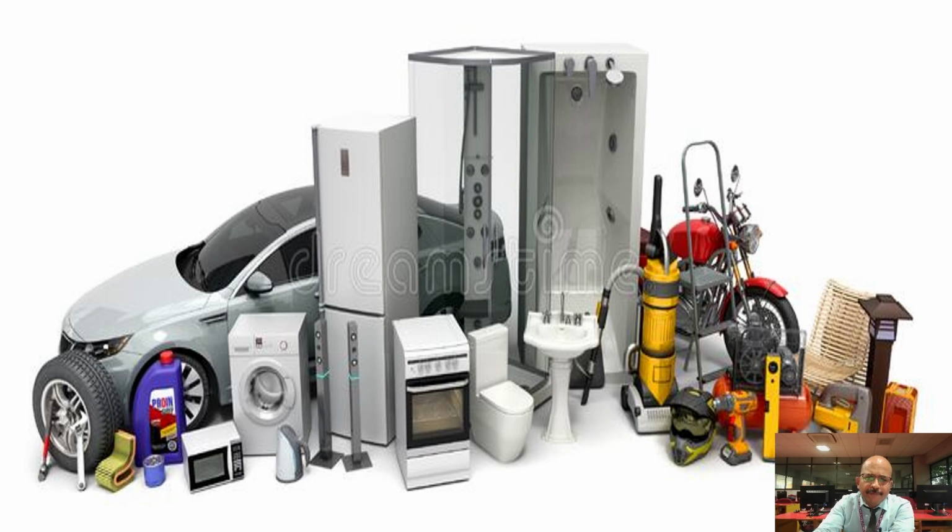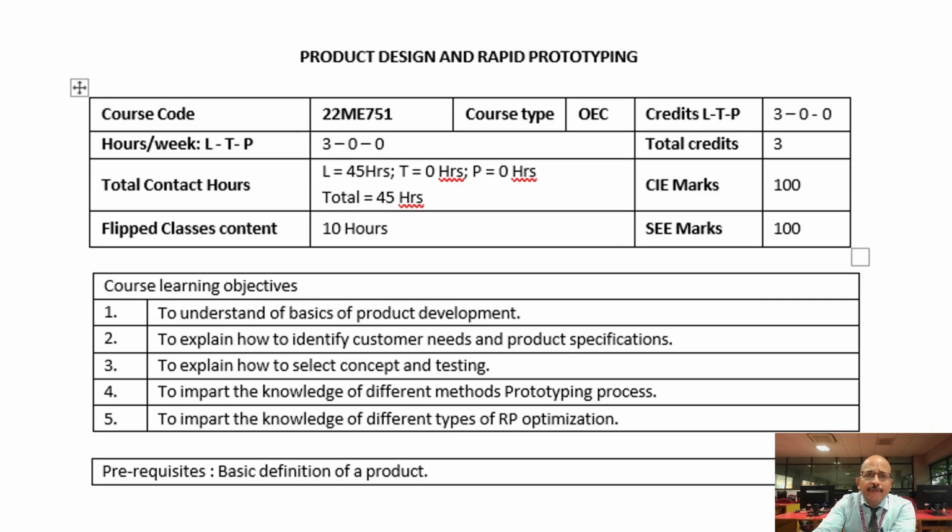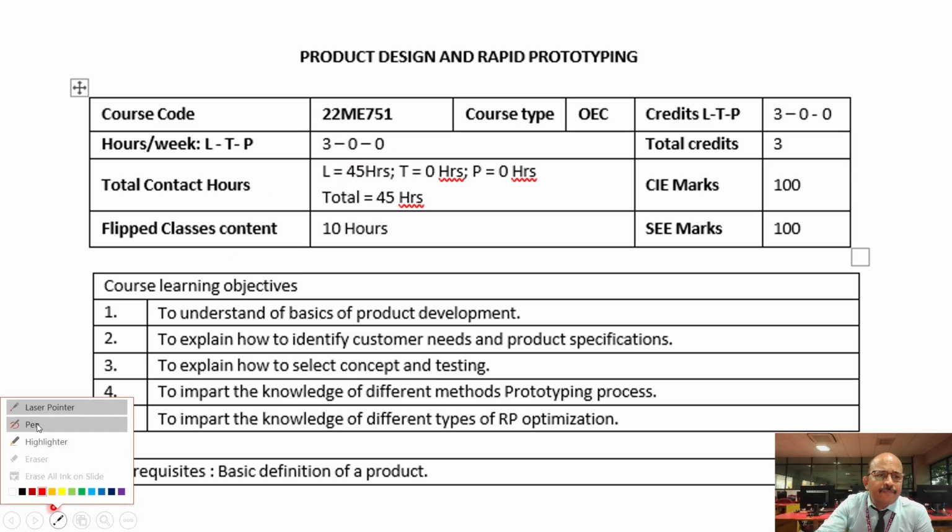in volumes, huge volumes, you have to go for prototyping. For that, we are going to study the last 2 units in this subject, that is rapid prototyping. If you look at the syllabus here, product design and rapid prototyping. This syllabus is of 3 hours, 3 credits. It is an open elective course, 3 hours of teaching per week.